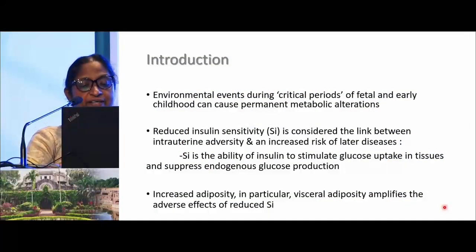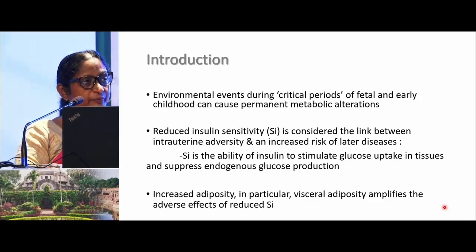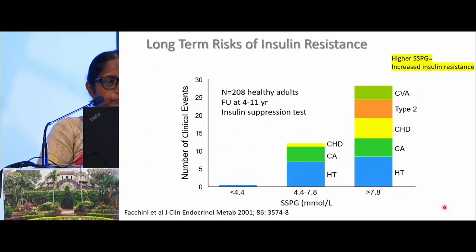After Professor Barker's hypothesis, we all know now that environmental events during critical periods of fetal and early childhood life can cause permanent metabolic alterations. And the link between intrauterine adversity and an increased risk of later diseases has been shown to be reduced insulin sensitivity. As we all know, insulin sensitivity is the ability of insulin to stimulate glucose uptake in tissues and suppress endogenous glucose production. And the single most important environmental factor amplifying the adverse effects of reduced insulin sensitivity is increased adiposity, in particular visceral adiposity.